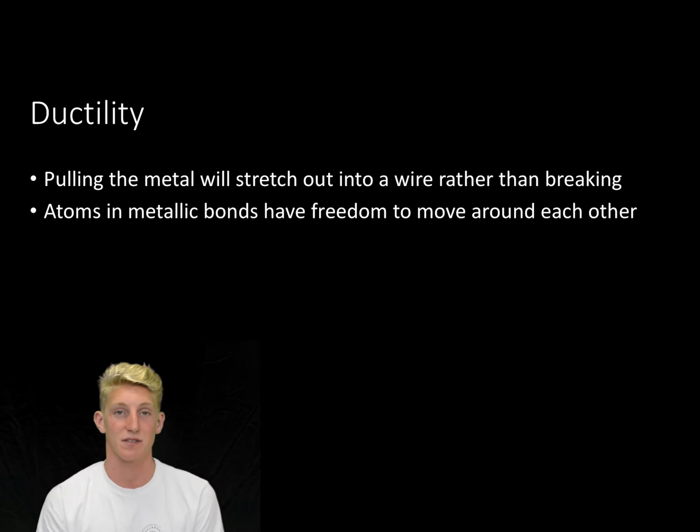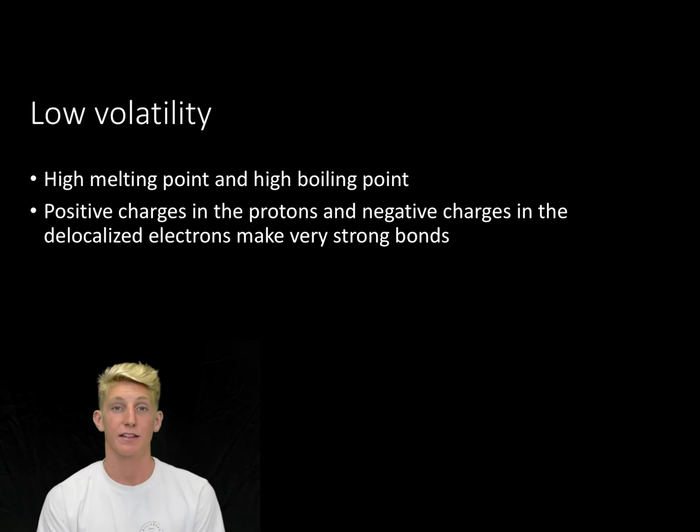Next, we're going to be talking about ductility. Ductility is the ability of a metal to be stretched out and pulled into wires without snapping. Ductility in metals is possible because atoms are free to slide past one another rather than getting stuck in a specific shape. This again relates back to the sea of electrons model and what allows metals to have many of their characteristics.